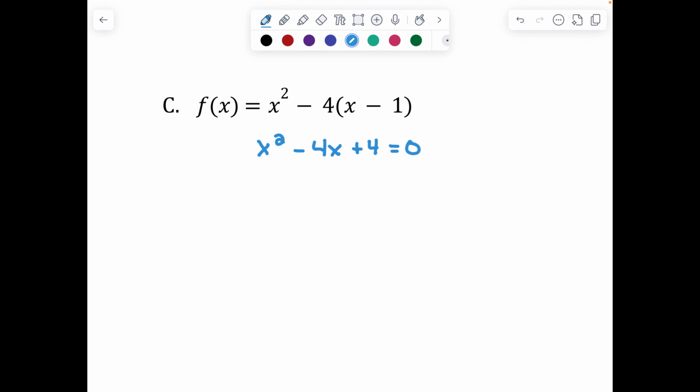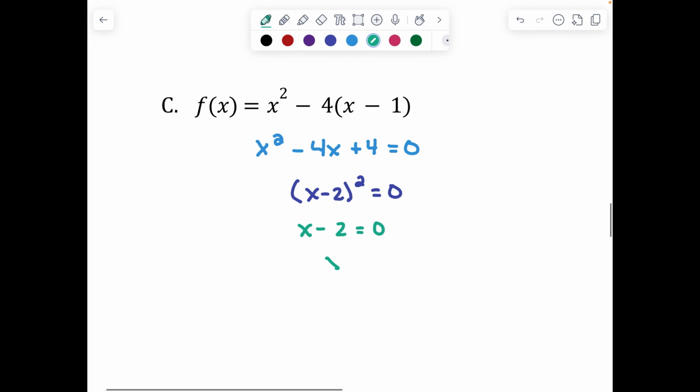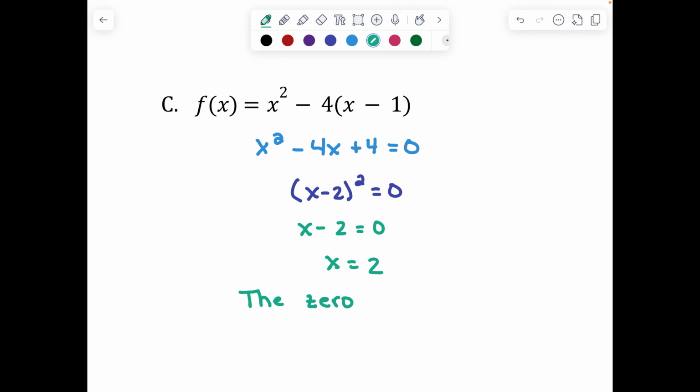We're going to go ahead and factor this. So it is a perfect square trinomial. So this just factors into x minus 2 squared equals 0. We do have 2 factors here, but they're going to give us the same answer. So we're just going to set one x minus 2 equal to 0. So x is equal to 2. So there's only one zero here, so the zero is 2.